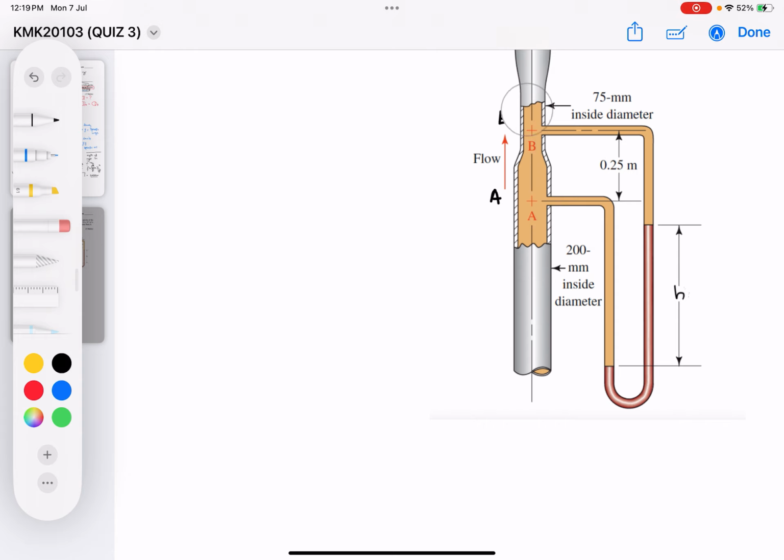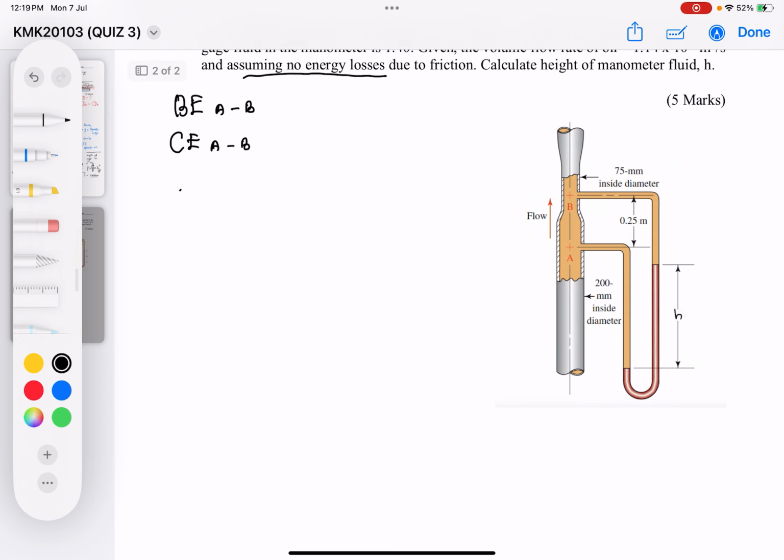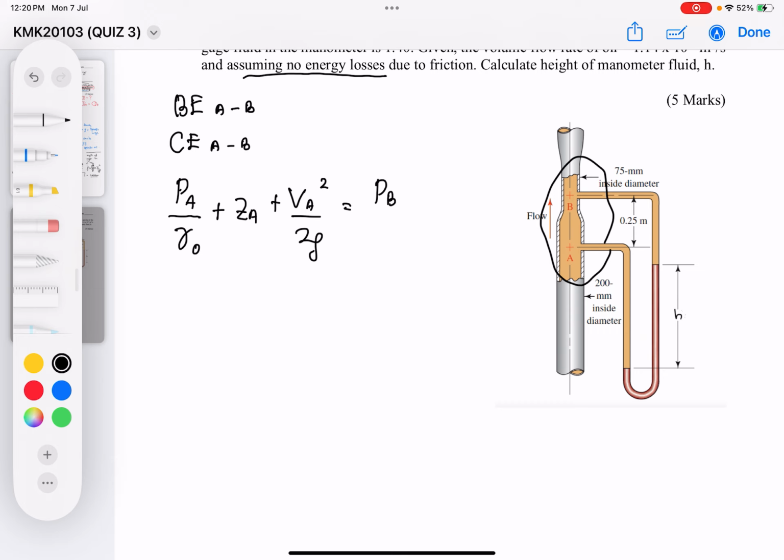Because the oil is flowing, as I said before, we can always apply Bernoulli's equation between point A and point B, together with the continuity equation between point A and point B. If I write down Bernoulli's equation between point A and point B, I get: PA over gamma of the oil plus ZA plus VA squared over 2g equals PB over gamma of the oil plus ZB plus VB squared over 2g.